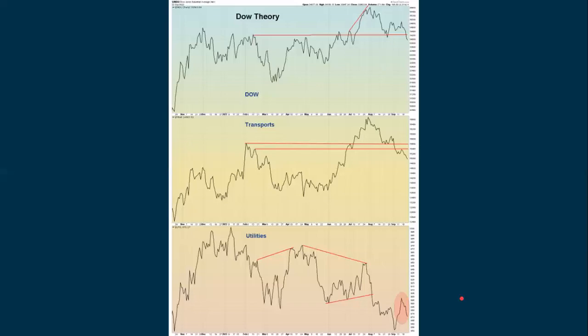We look at Dow Theory based on the traditional idea that you compare the Dow with the transports, and they're both declining right now, but we're seeing transports going down a little bit stronger. I also include utilities here in this study, and they're continuing to decline, which often can be supportive of the S&P 500, but it's not really helping right now.